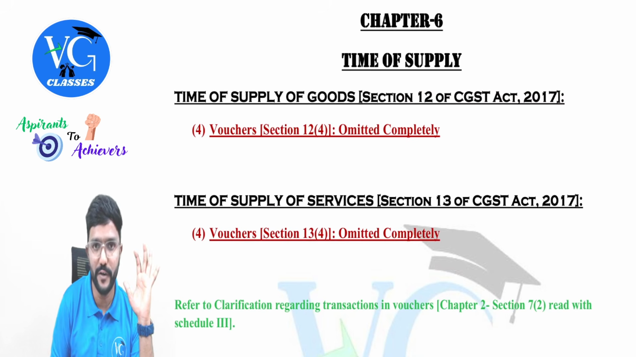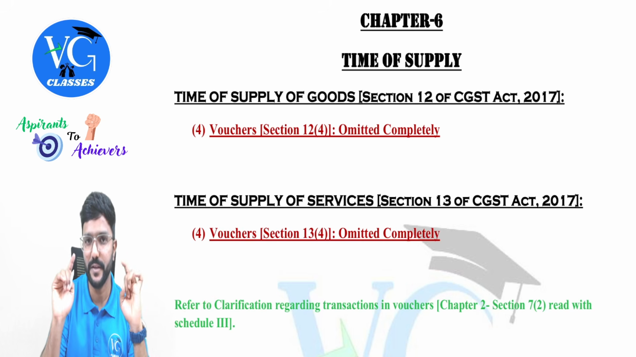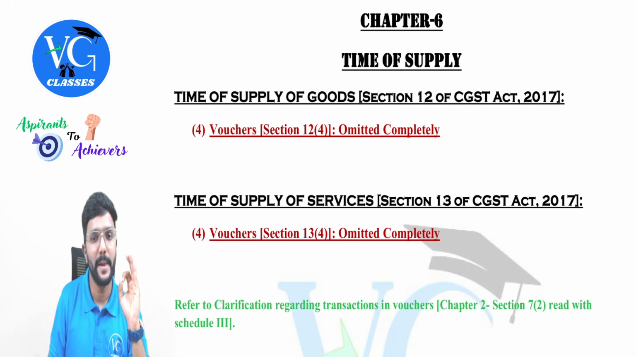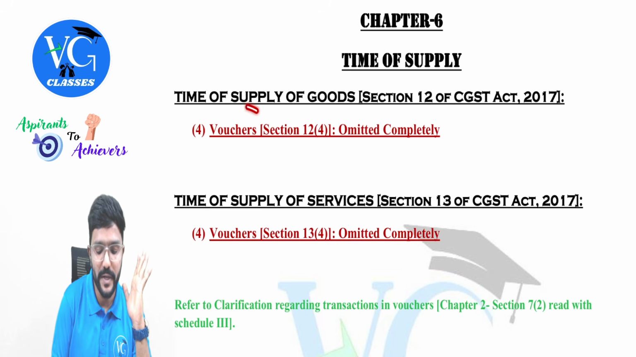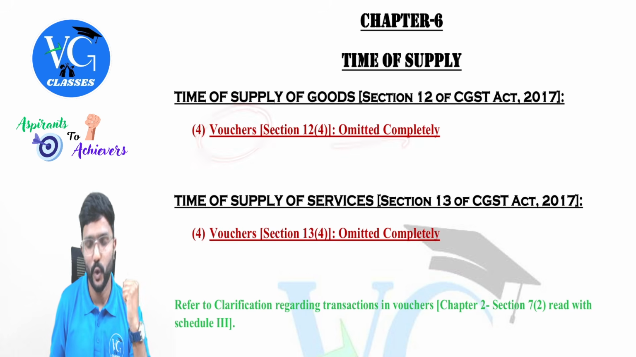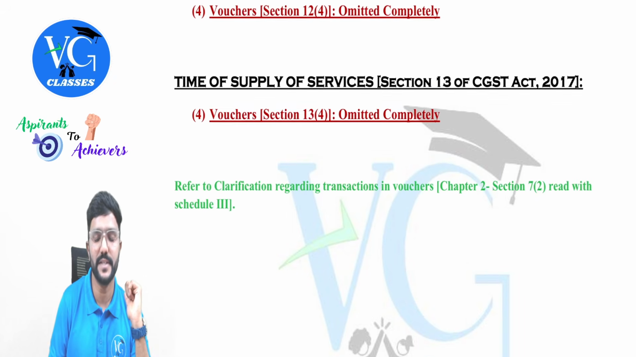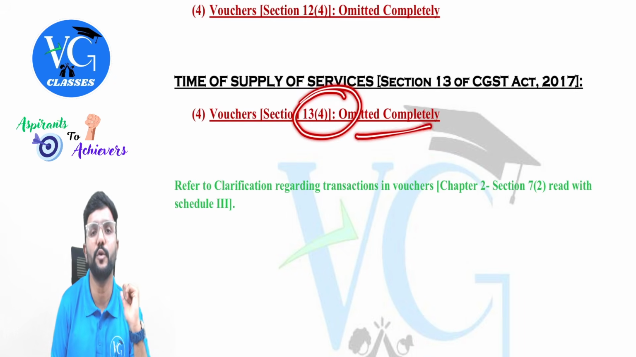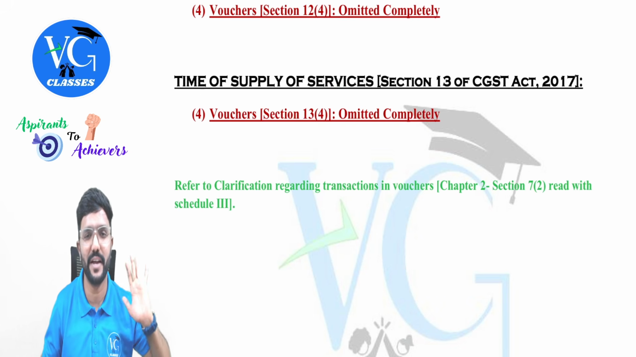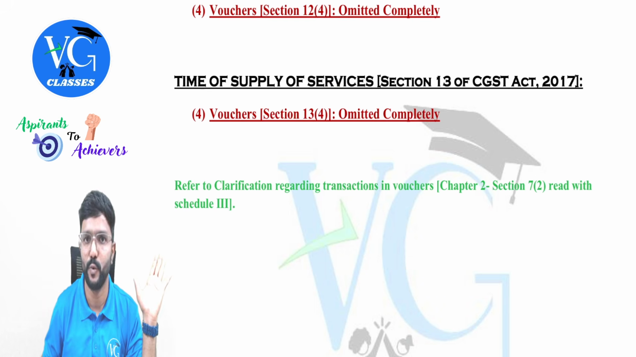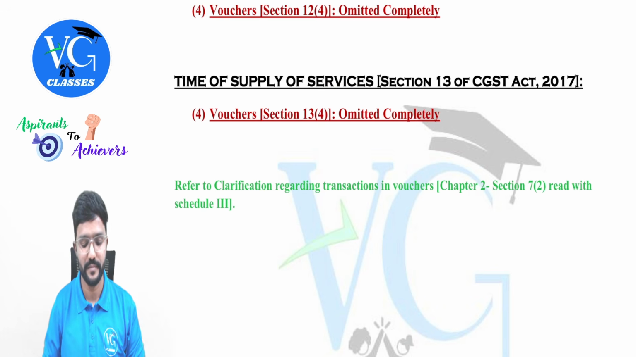If you want, you can just refer to this. Okay, once again, so that you will not get confused. Section 12 subsection 4, which talks about time of supply with respect to voucher, has been omitted for goods. Same way for services, section 13 subsection 4 has been omitted completely, including all the illustrations, examples, whatever I have given. You need not study it from now. Is that clear, guys? Yes, sir.